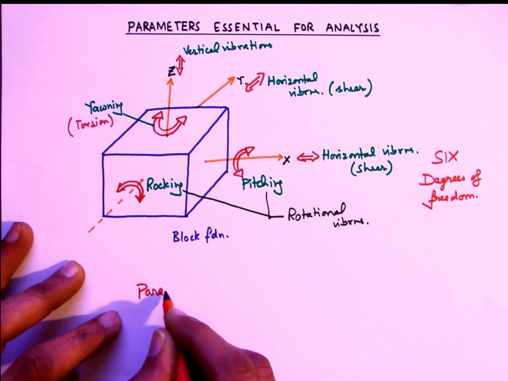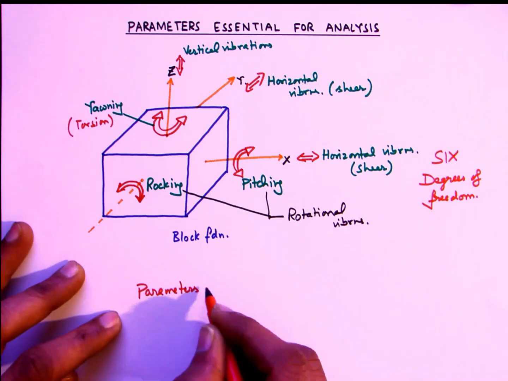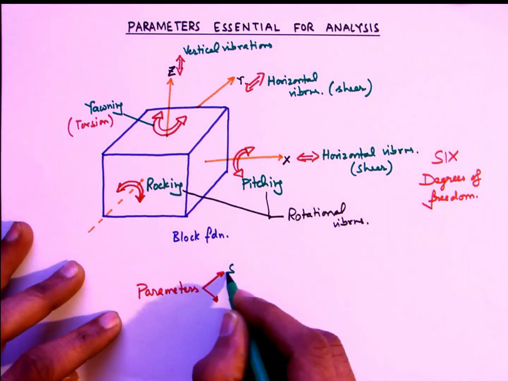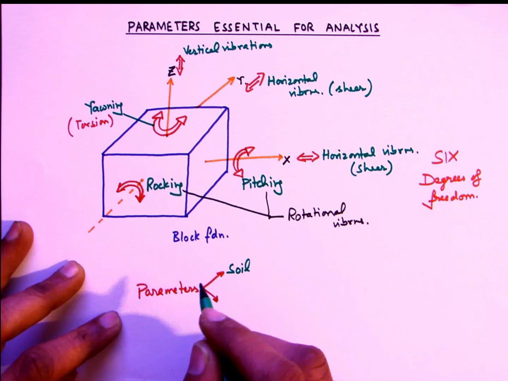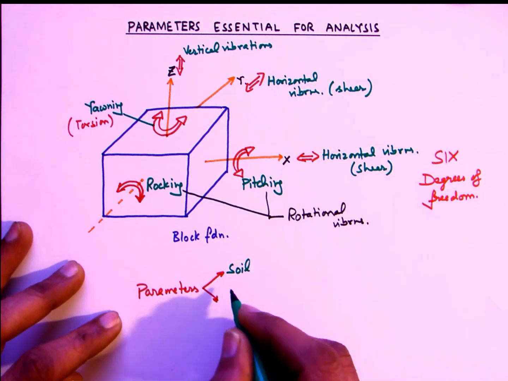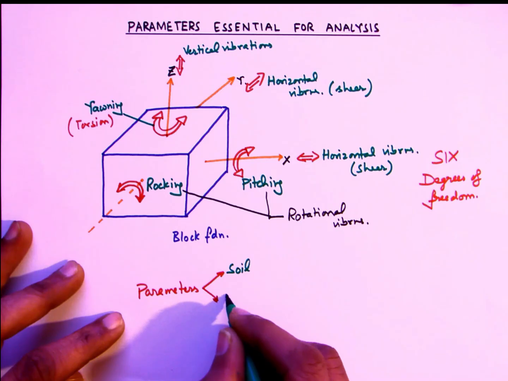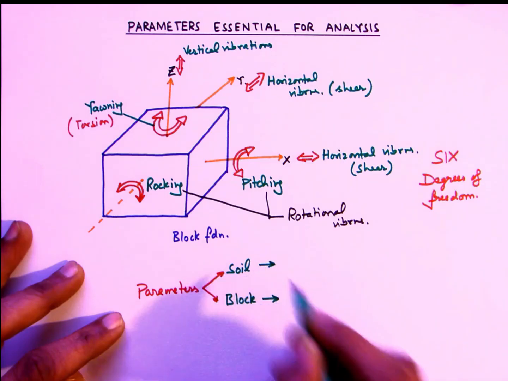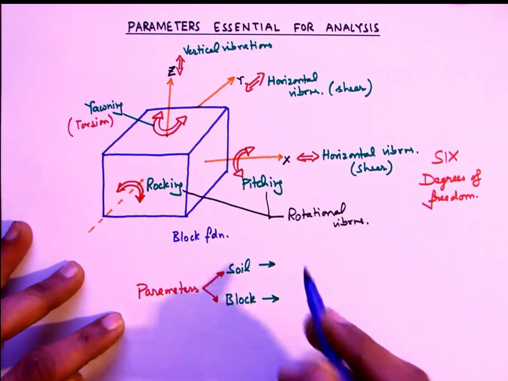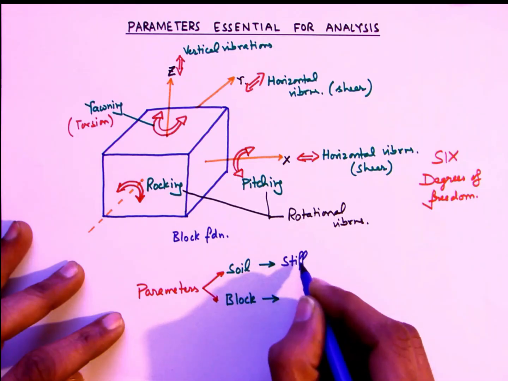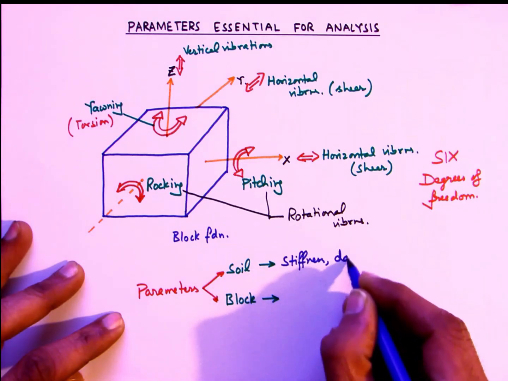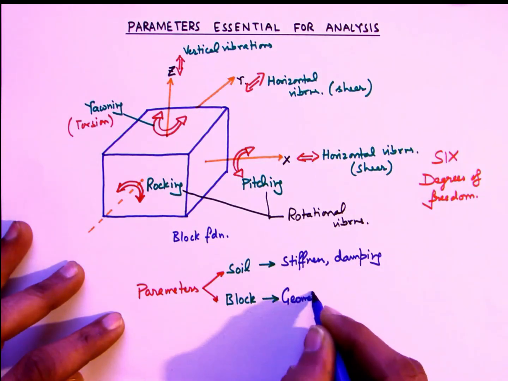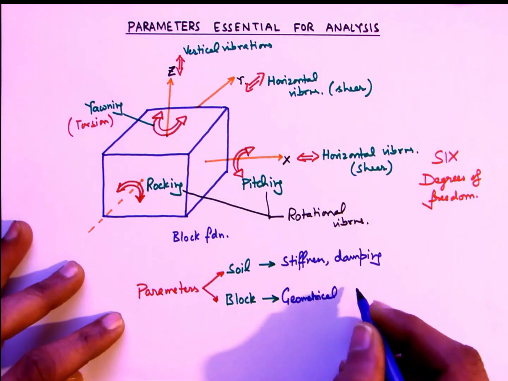Now let us also list the parameters related to soil, and also the ones related to the block. As far as soil is concerned, we need its stiffness and damping parameters because we model it as a single degree of freedom system.